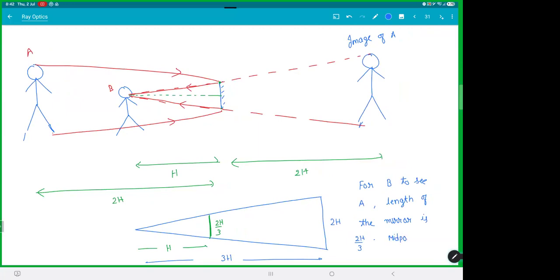Now, most people will do what? The previous one is h by 2. This is 2h by 3. So 2h by 3 is greater than h by 2. So the answer is 2h by 3. But the position matters. The midpoint of the mirror is at eye level.